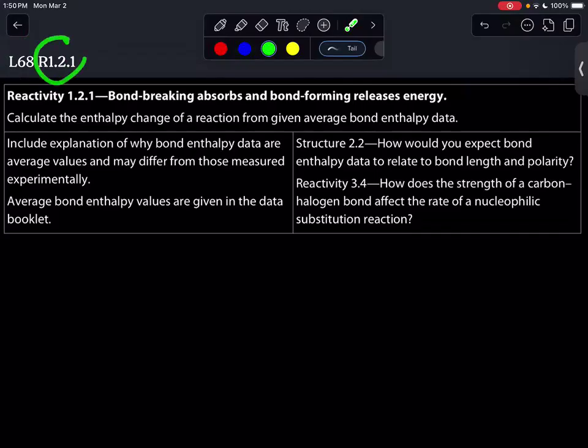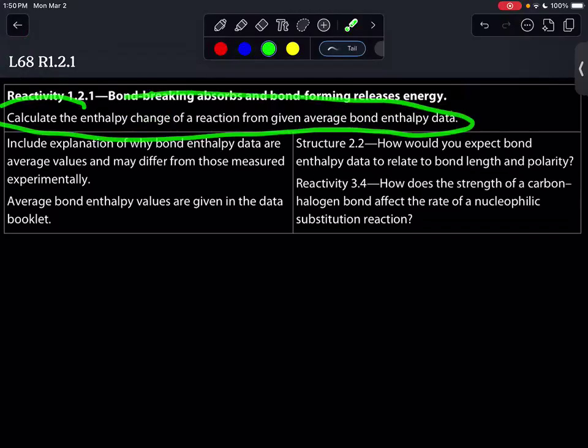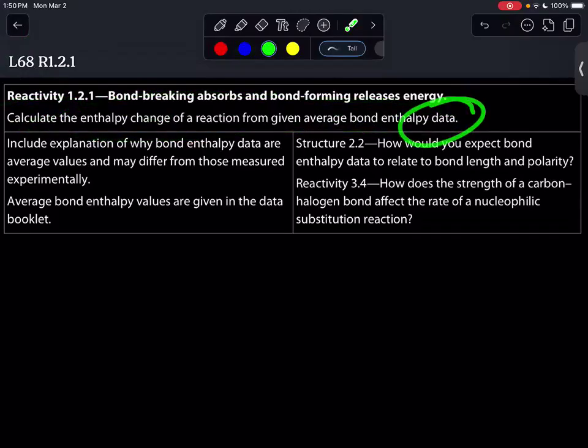Today we're doing reactivity 1.2.1. We're going to talk about bond breaking, how that absorbs energy, and bond forming, which releases energy. So we'll be able to calculate the enthalpy change of a reaction from given average bond enthalpy data, which we'll actually find in section 12 of our data booklet.